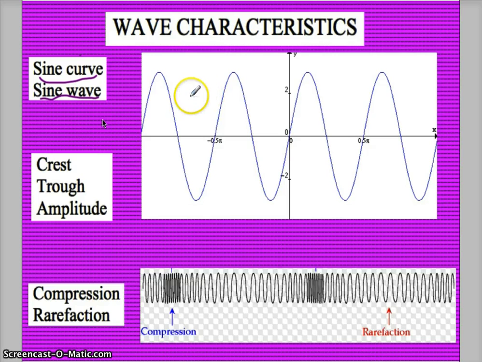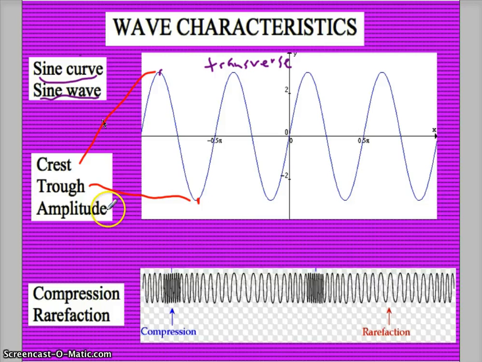And with every wave, whether it's a radio wave, whether it's a longitudinal wave, or whether it's a transverse wave, you have kind of terms that go with it. Now this is going to be transverse here, but I'll show you a little bit about longitudinal in a little bit. These transverse waves, the highest point is going to be called its crest.